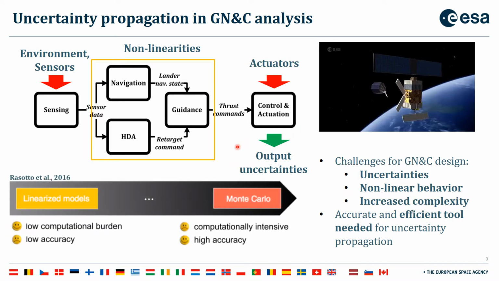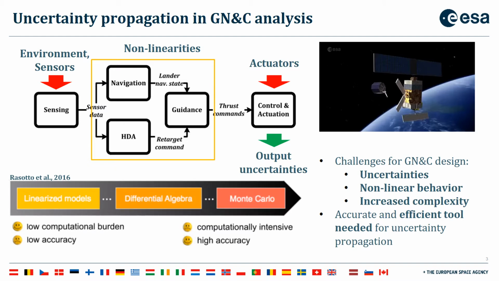We currently do this uncertainty propagation either by linearizing the models, which has a low computational burden but is not as accurate, or by the usual Monte Carlo analysis, which is computationally intensive but very accurate. So it would be nice to have an intermediate solution, a compromise between the two, which is accurate but also computationally efficient, and we argue here that differential algebra offers this alternative.